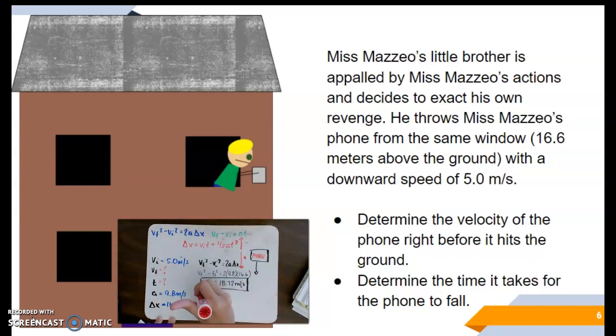So I will use VF minus VI equals AT. 18.72 minus 5 equals 9.8 times T. So some math off to the side here. And I will find that the time it takes to fall is 1.4 seconds. And there you have it.